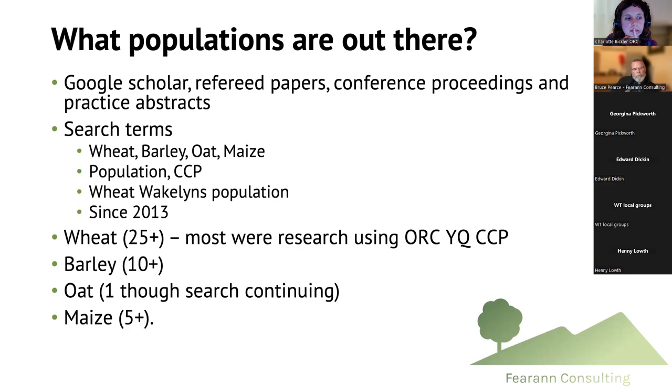So the search terms were either wheat, barley, oat or maize, and then with either population or CCP, and I did a specific search for wheat Wakelyns population. Not a huge amount of papers came out of it. Wheat had about 25 plus, and most of them were research using the YQ CCP. There's a lot of work being done, coordinated really through Germany, through Maria Finck's group, which is looking at those populations, and I'll touch a little bit on that in a moment.